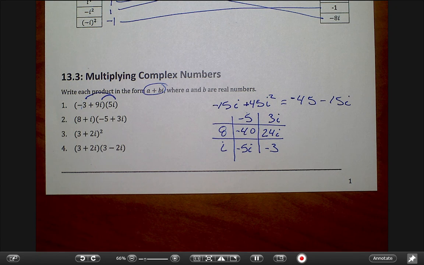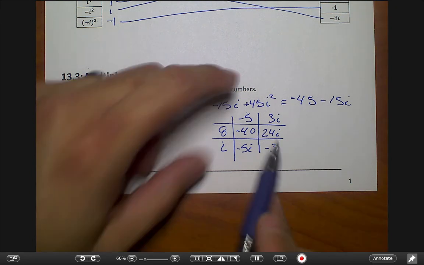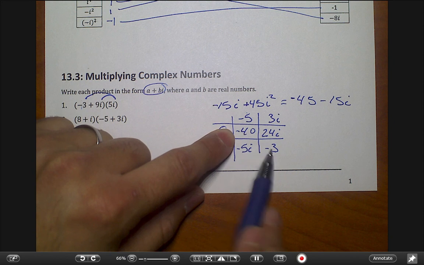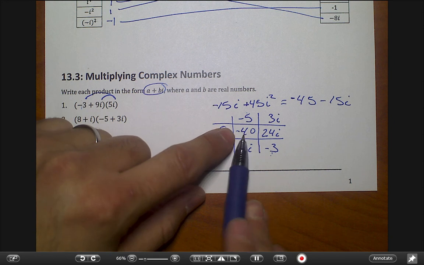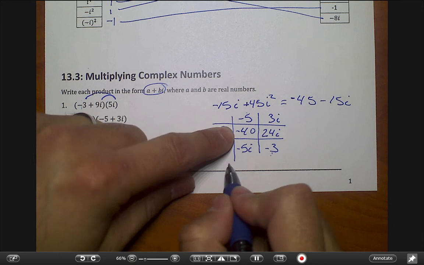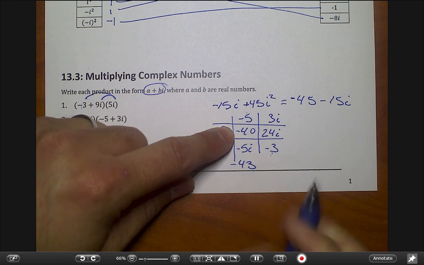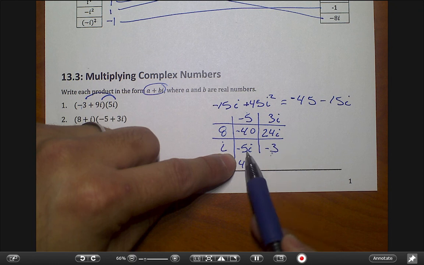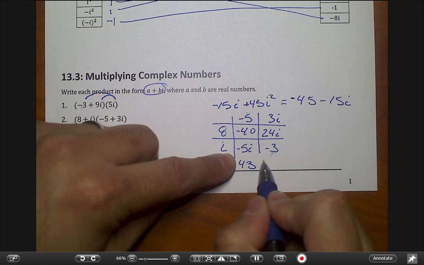Now we need to put it in order. So if I did this correctly, and I put it in order, my first one and last one shouldn't have i's. So as I combine these two together, I should come up with negative 43. And when I combine these two together, it's going to be a positive 19i.